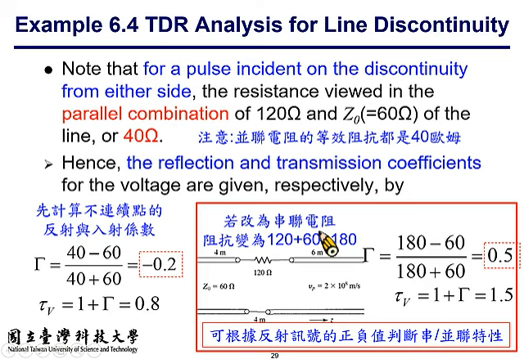How about the reflection coefficient looking from right to left across this discontinuity? Well, if you're looking from right to left, you also observe a shunt connection of a 120 ohm shunt resistor with 60 ohm provided by the transmission line.